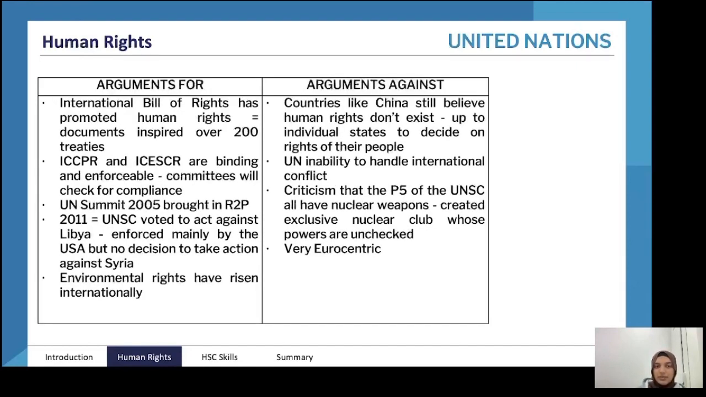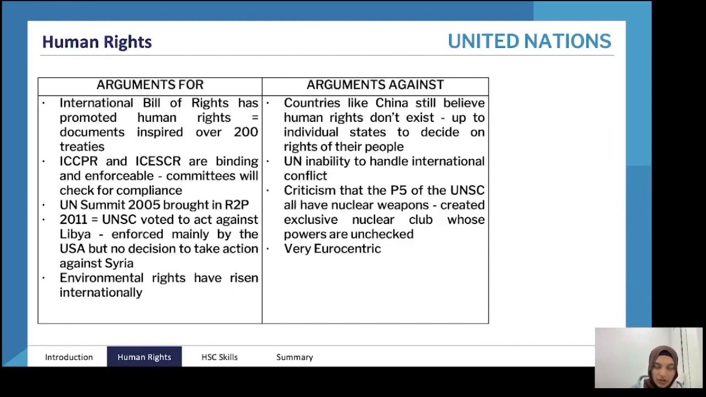Then we've got the Bill of Rights. So when we're looking at the United Nations, we've got arguments for and arguments against. We know that the International Bill of Rights, for example, has promoted human rights. So that's an argument for. We know that the ICCPR and the ICESCR are binding and enforceable, so committees will check for compliance. Then we know that the UN Summit has also brought the responsibility to protect, which is often very useful.